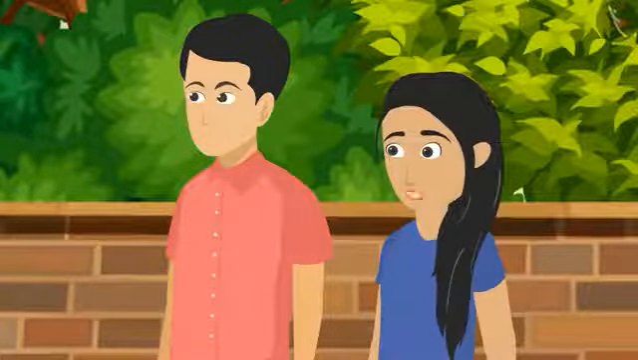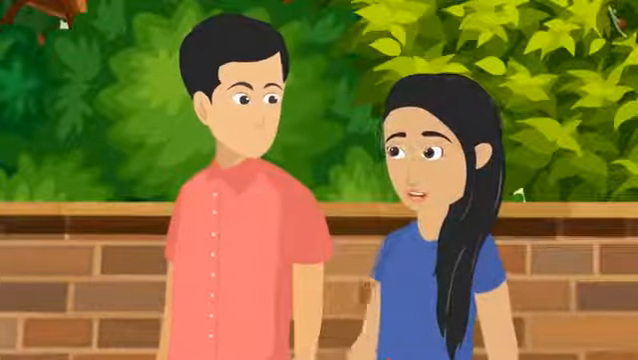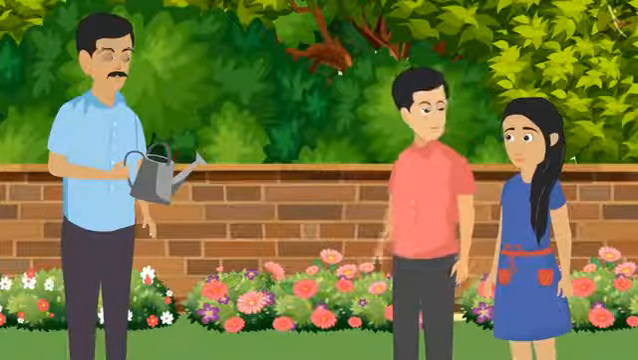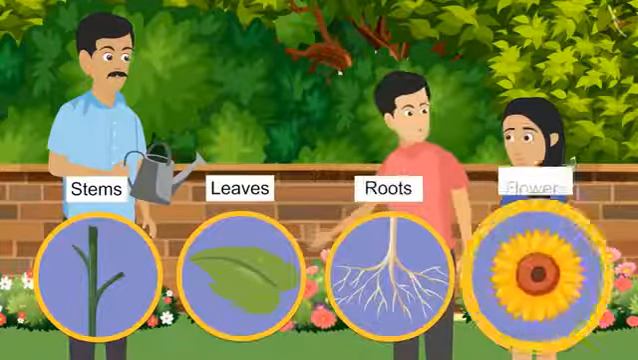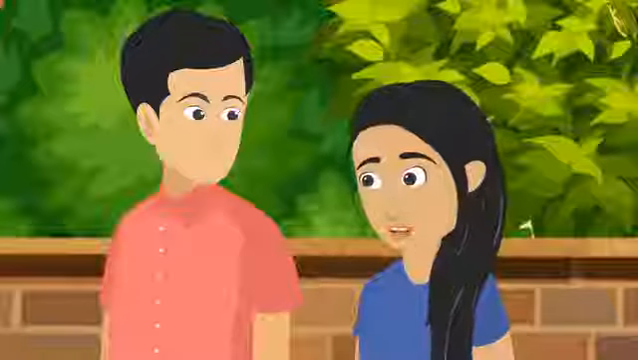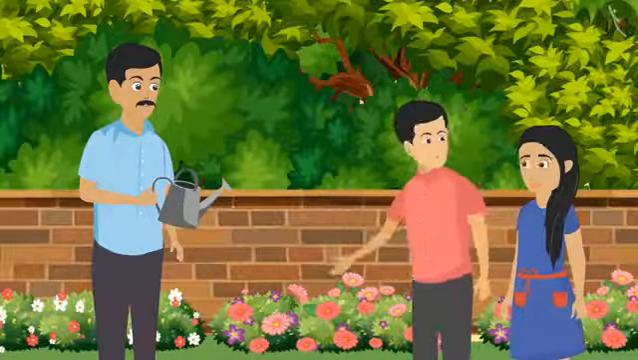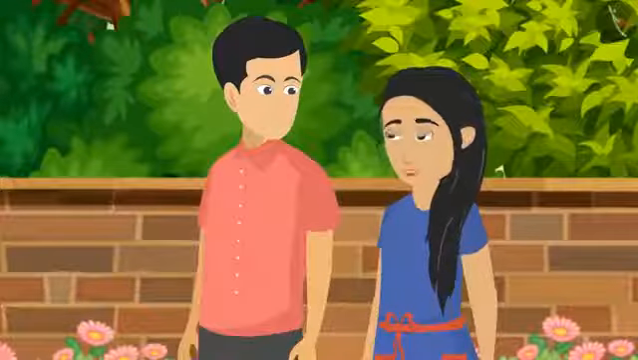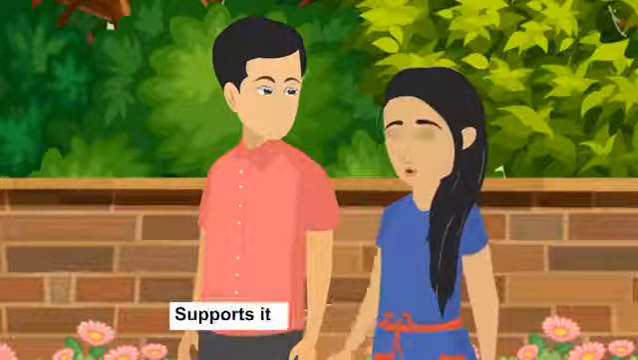Thanks a lot, Uncle. Pankaj, yesterday we discussed the types of plants. Now let's discuss the parts of plants. It is very easy, Pushpa. The main parts of plants are stem, leaves, roots and flowers. Absolutely. Do you remember, while discussing the types of plants, we saw that each type of plant has different types of stem. Yes, stem is the part of the plant which supports its upper structure.